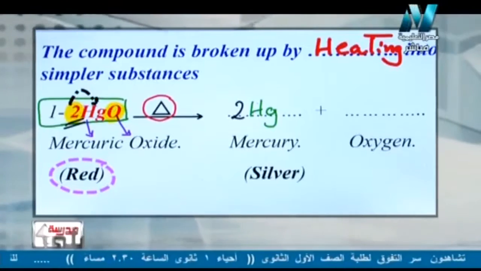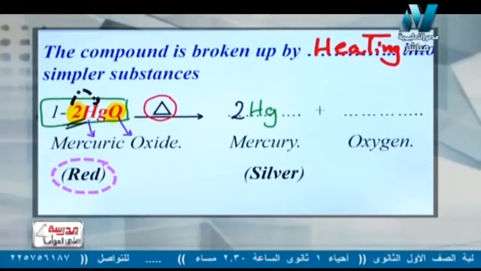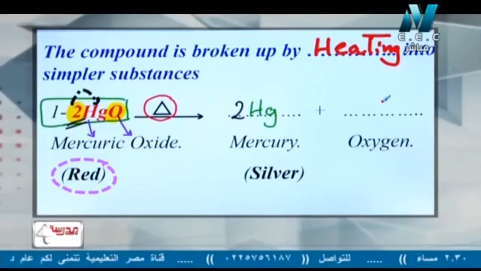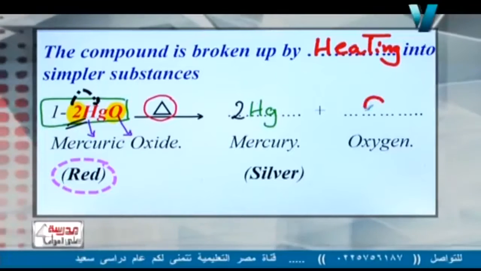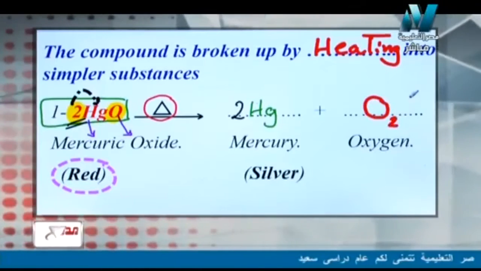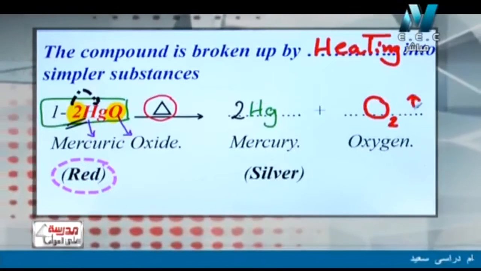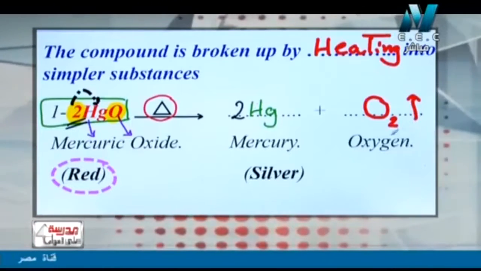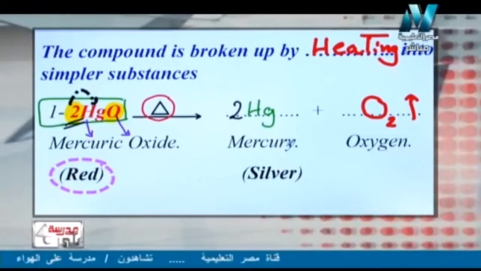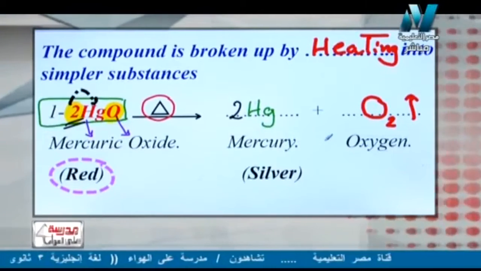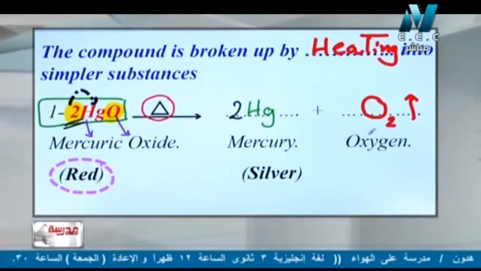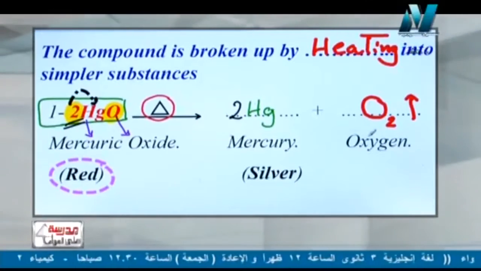But here we have oxygen as an active gas, and any active gas is diatomic, so we have O2. We write an upright arrow like that because oxygen gas evolves. If we can understand the chemical reactions, we can answer any type of chemical reaction, not just write it like that and finish.